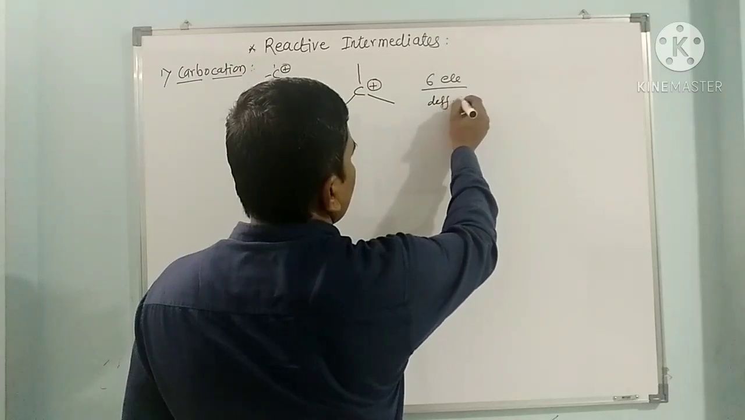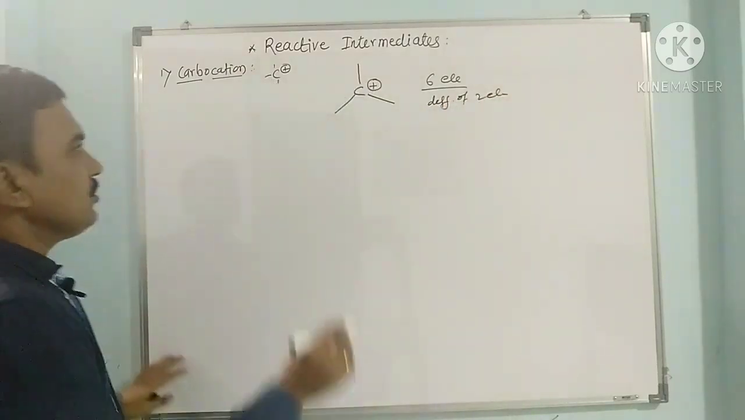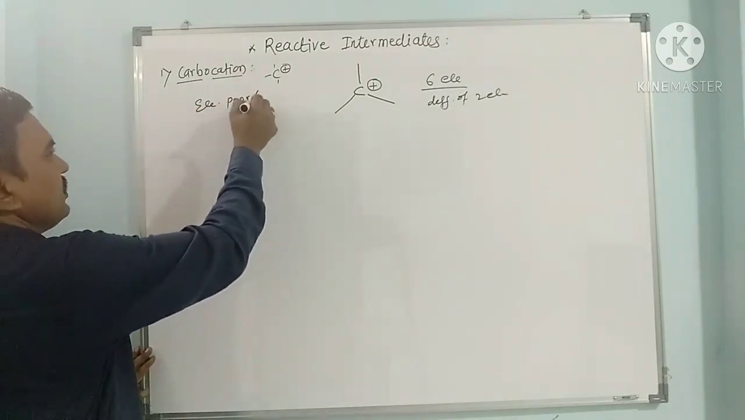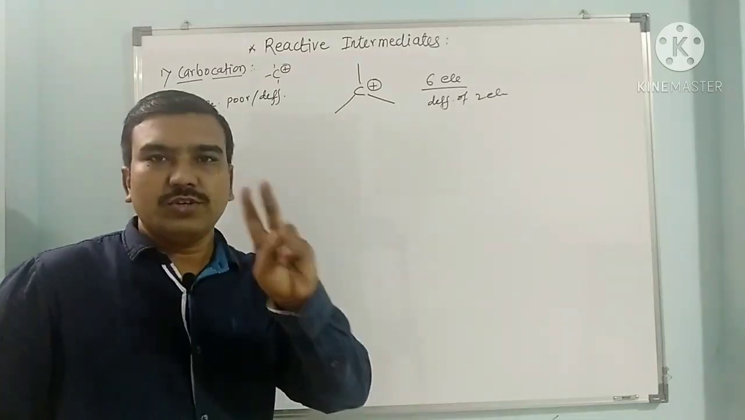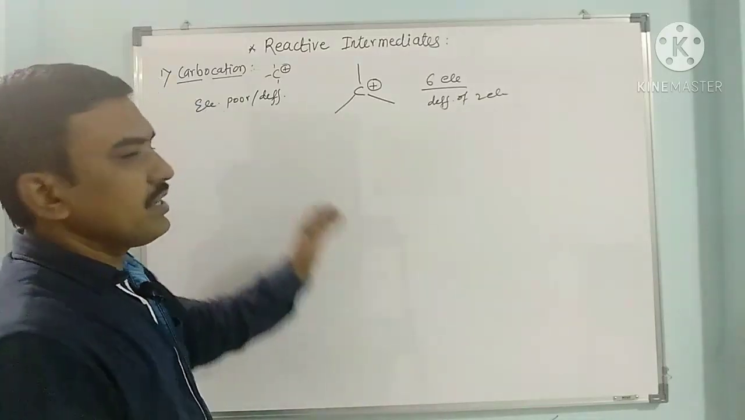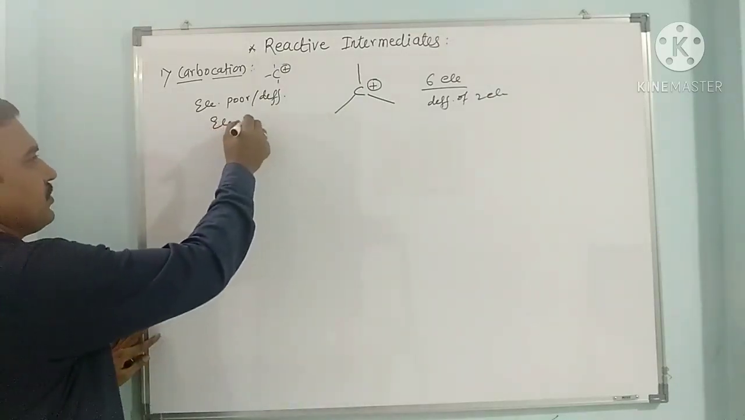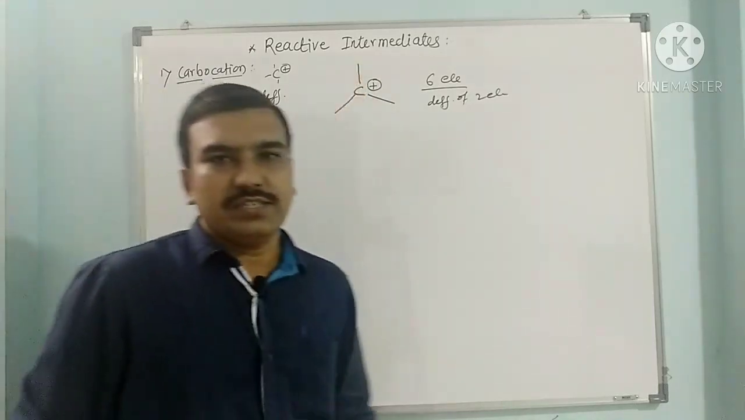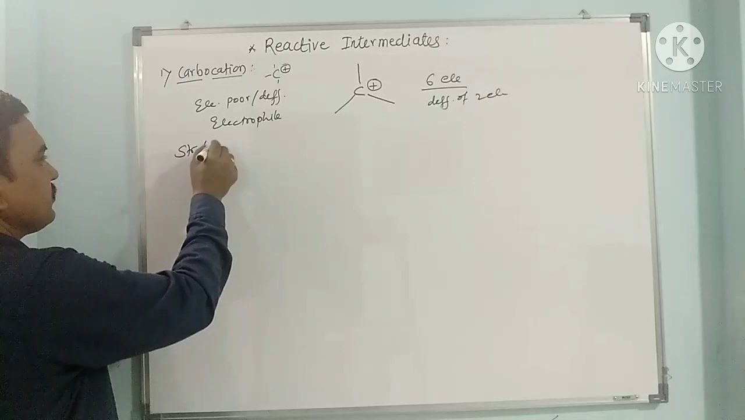Deficiency of 2 electrons. So it is an electron poor intermediate or electron deficient intermediate. There is a deficiency of 2 electrons. So it is also called an electrophile, because of its electron deficient nature. Now see here its structure and geometry.